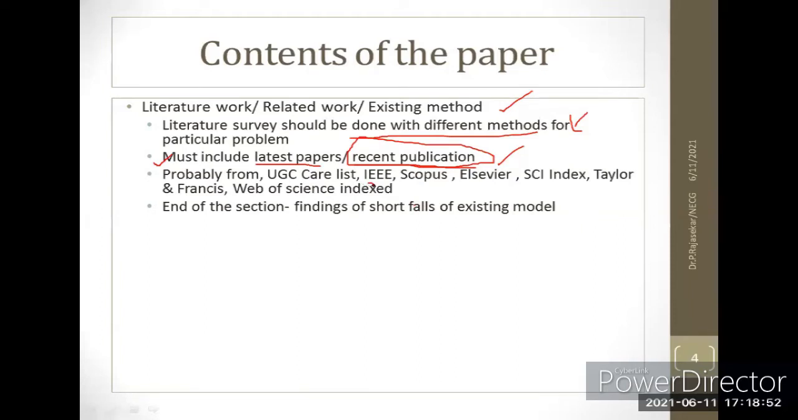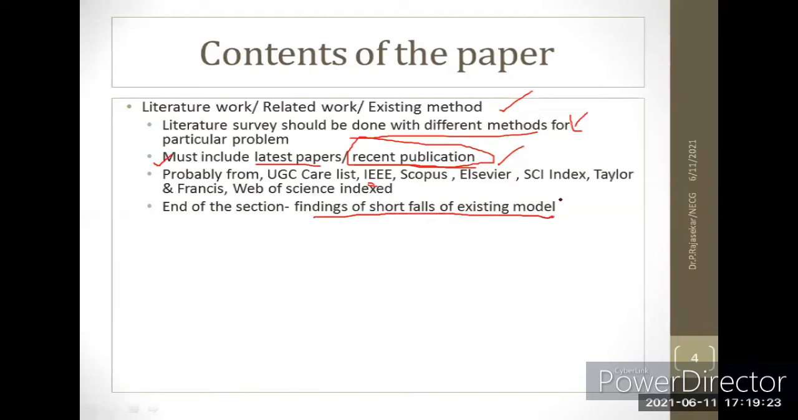So these are some publishers and some indexed papers: Scopus, Elsevier, SCI indexed, Taylor & Francis, Web of Science. If you use these references for your papers, then it is a very, very big advantage, and you can easily get good paper results.